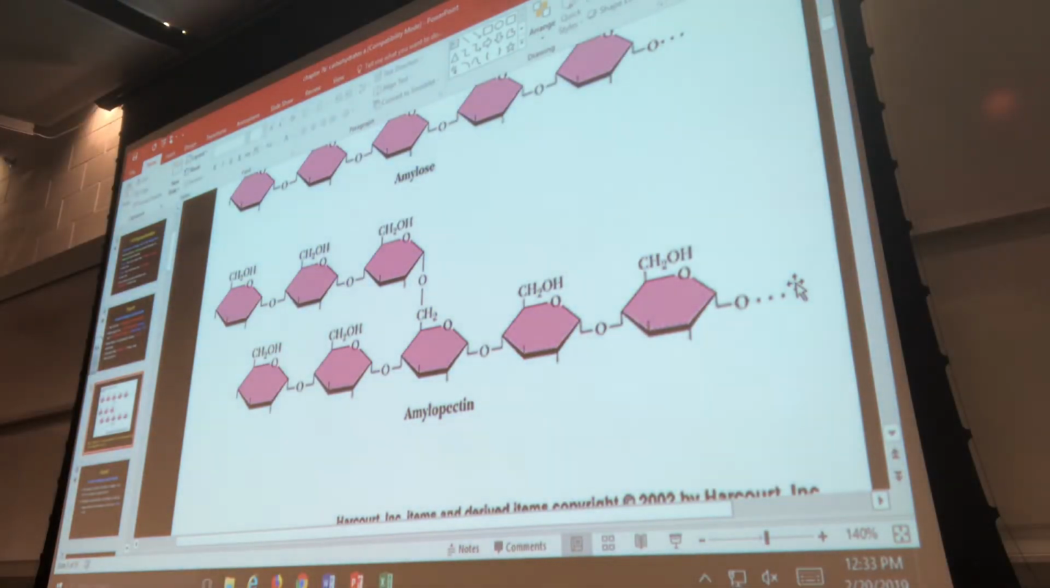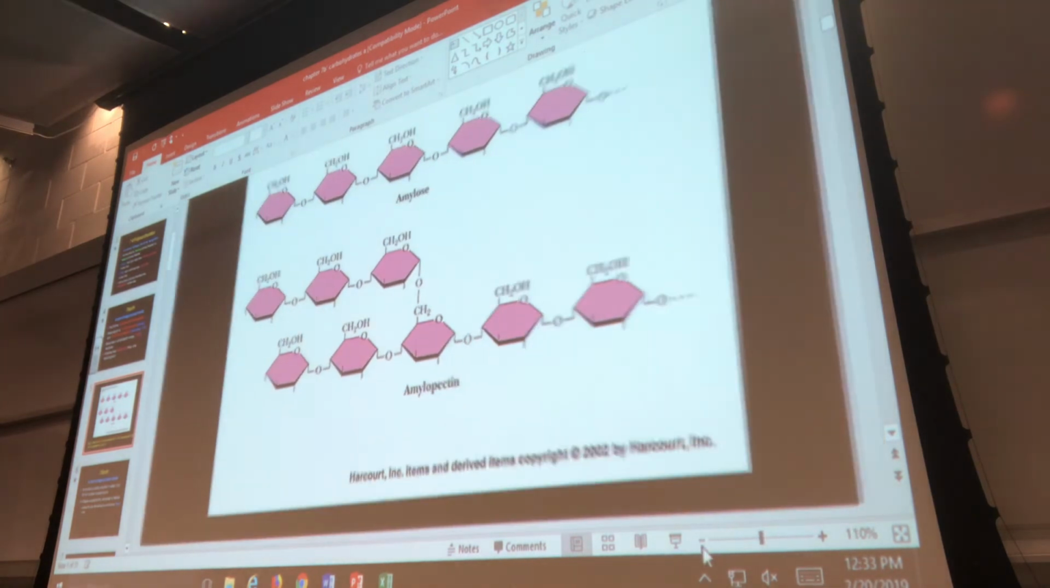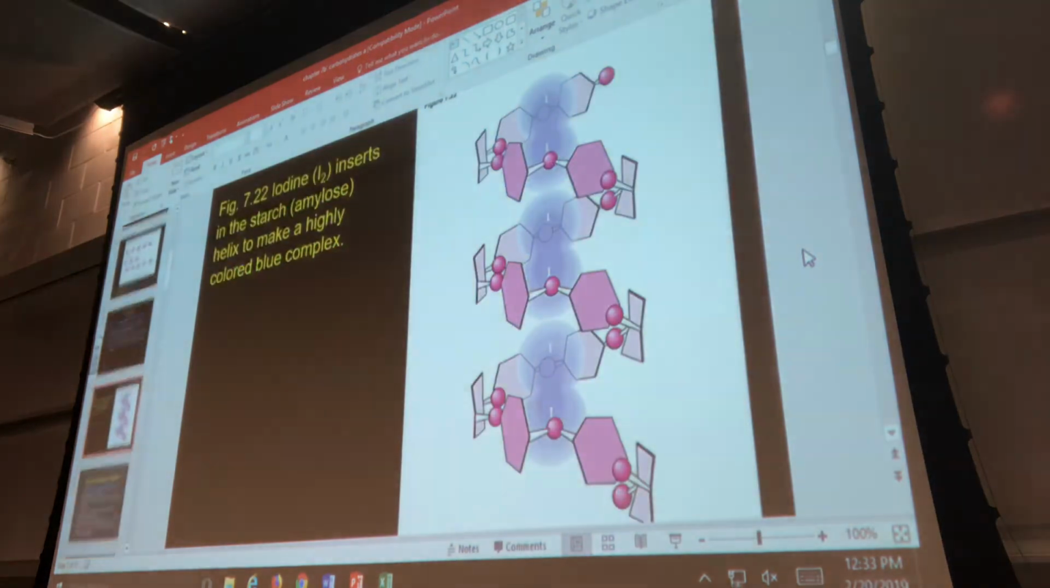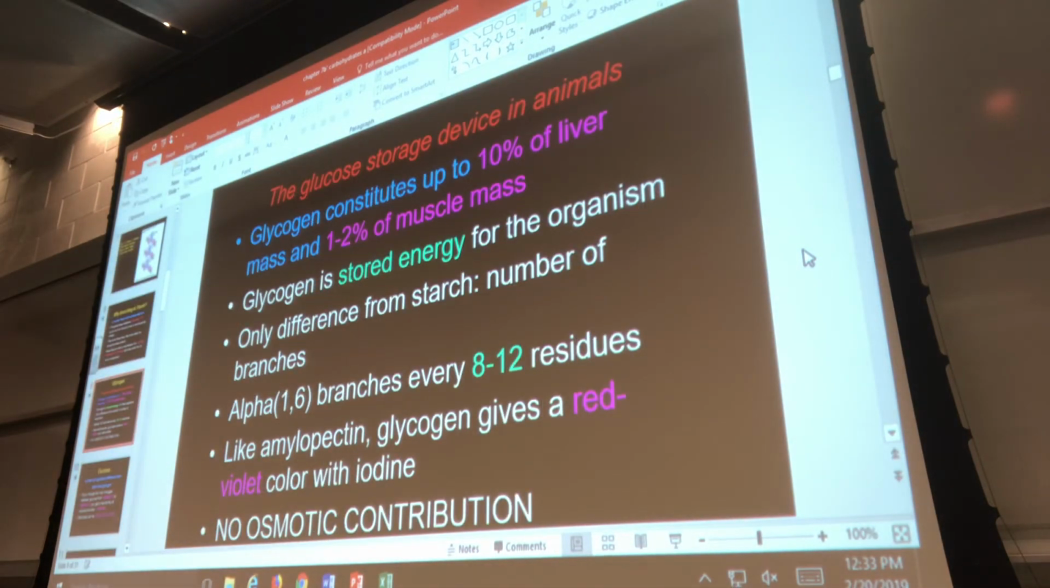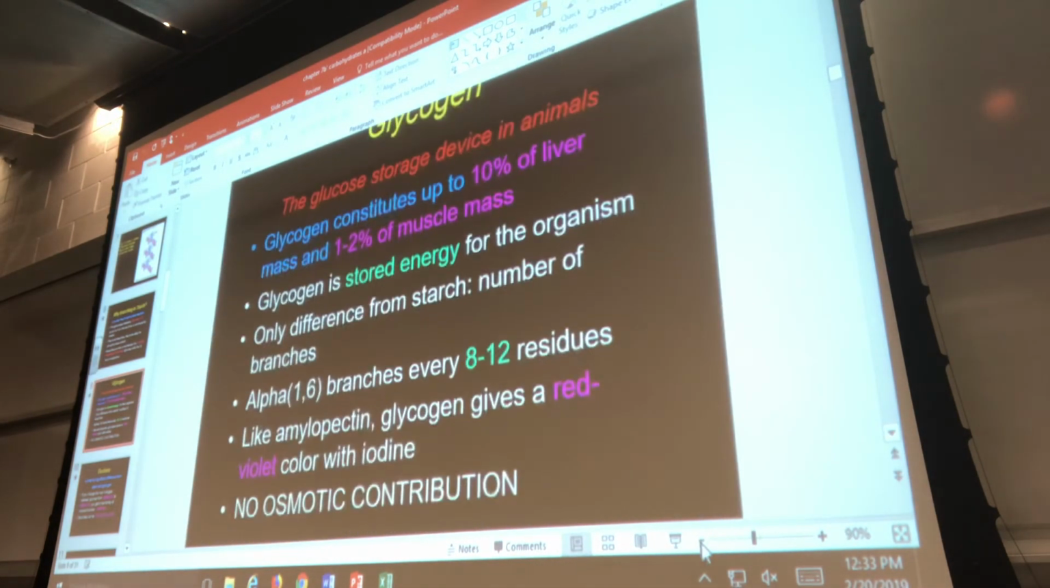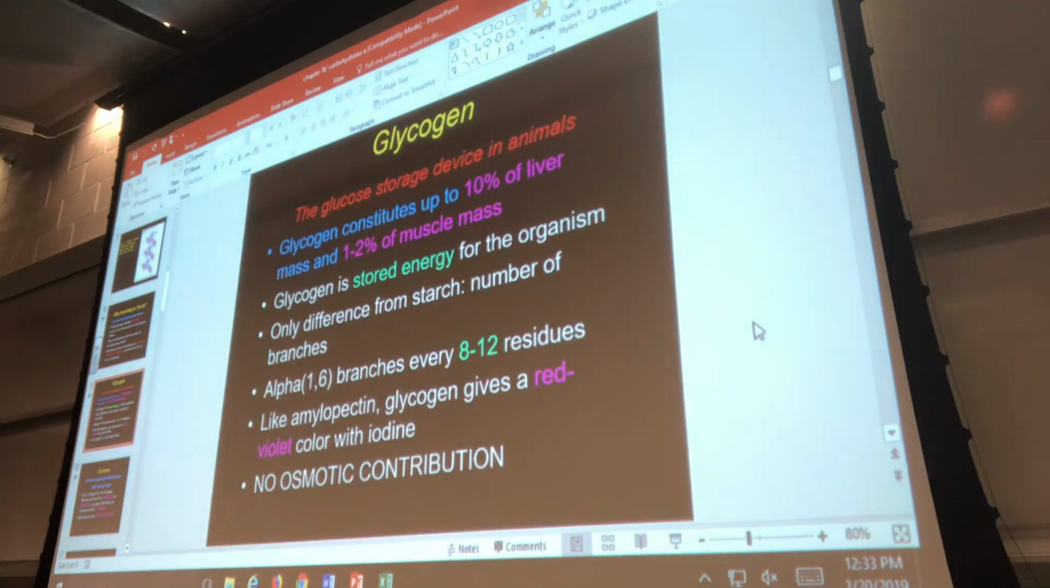The reason why I say it as a general term for energy storage polysaccharide is because that property not only applies to starch, indicated in amylopectin, but it also applies to glycogen, wherever it is here. There we go, glycogen. They don't even give you a drawing of glycogen because, plot twist, it looks exactly the same as starch, except for one difference. The only difference between starch and glycogen is that glycogen has more branches.